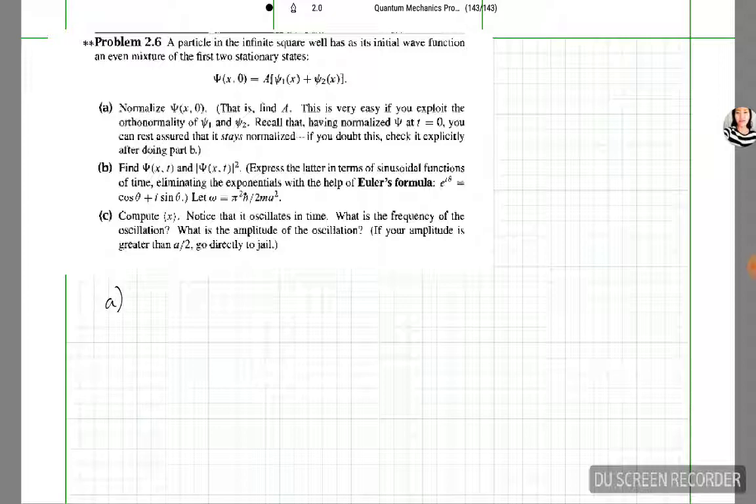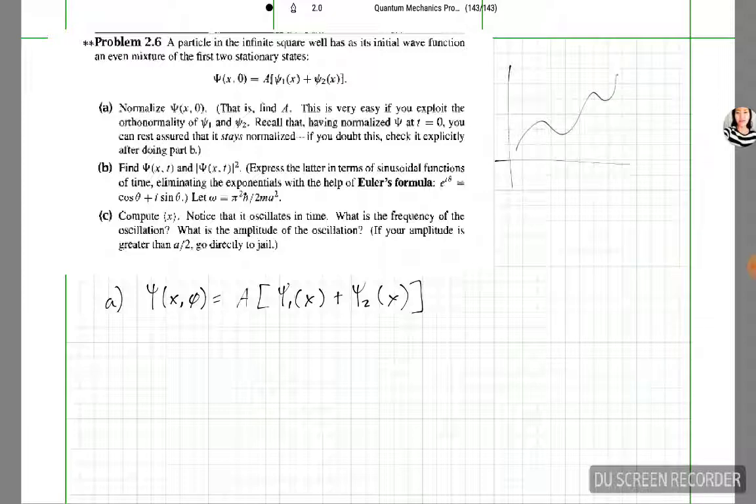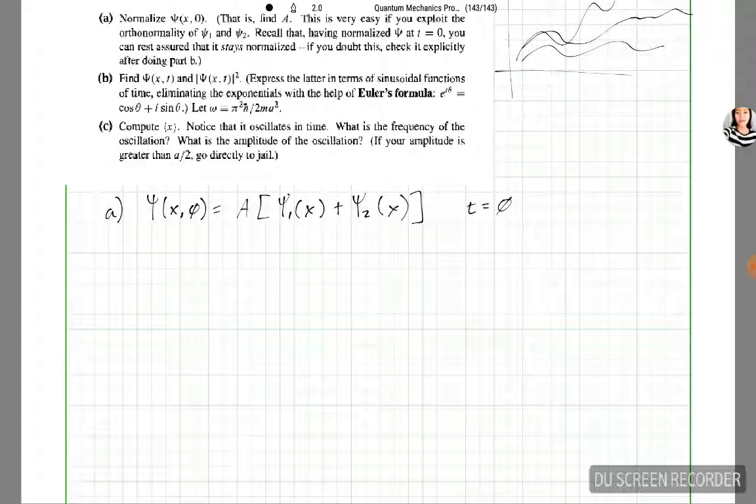So for A, I want to normalize this wave function that I have at time equals 0 to be a normalization constant times wave function 1 plus wave function 2. So we have some superposition of two waves, some complex thing there. So we had psi 1 plus psi 2, and they add together, as all waves do. So this is at time equal to 0, so t equals 0. And from earlier sections, we know that we are allowed to go ahead and normalize it at time equal to 0, and that it's going to stay normalized.